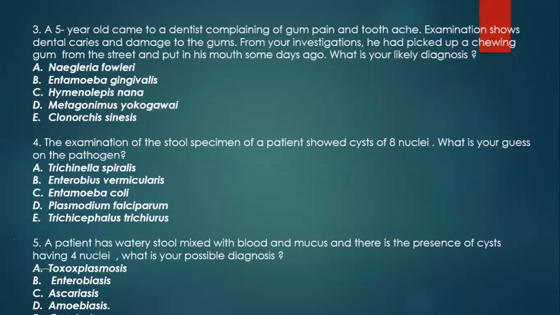Fifth question says a patient has watery stool mixed with blood and mucus, and there is the presence of cysts having 4 nuclei. What is your possible diagnosis? What do you think the disease could be? A, toxoplasmosis. B, enterobiasis. C, ascariasis. D, amebiasis. There was meant to be an E there, but let me just add something. E, malaria. Hey, it can be possible. Who knows?